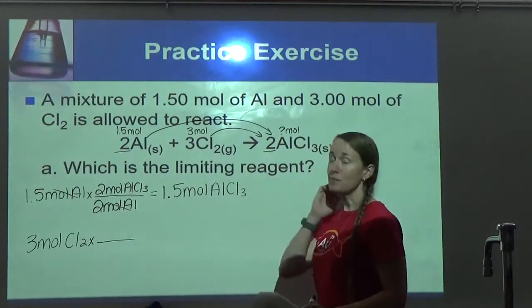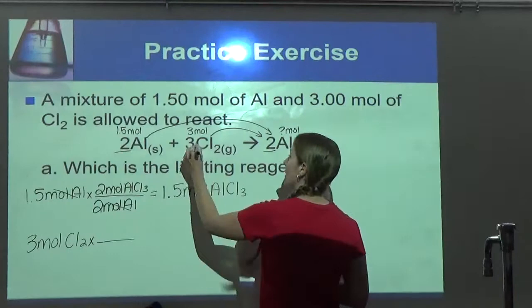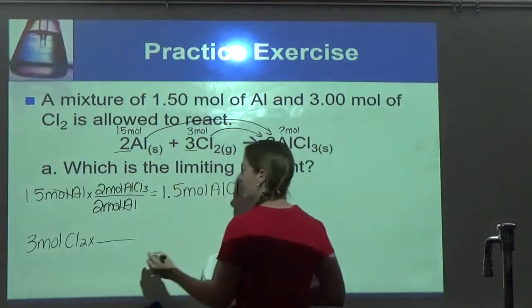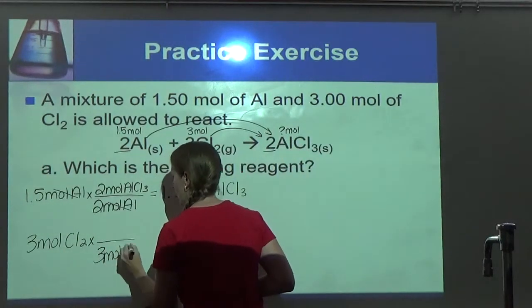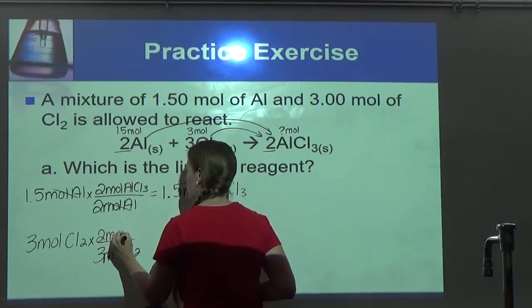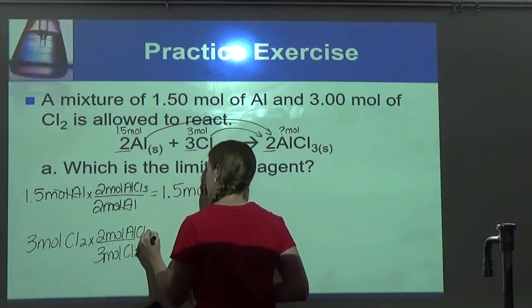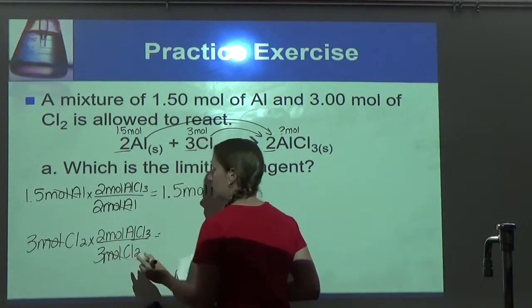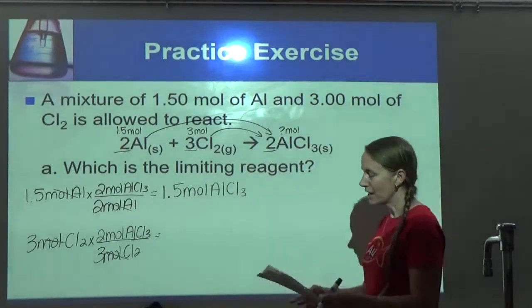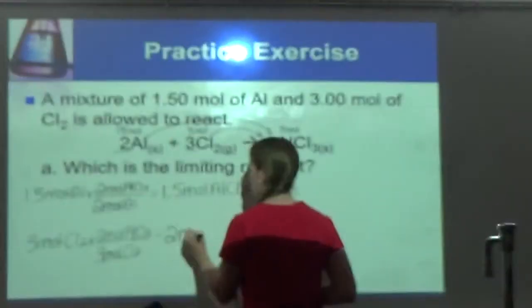So remember, I can skip step 1 of converting to moles and go directly to mole ratio. 3 moles of chlorine makes 2 moles of aluminum chloride. So once I multiply and divide, I end up getting 2 moles of aluminum chloride.